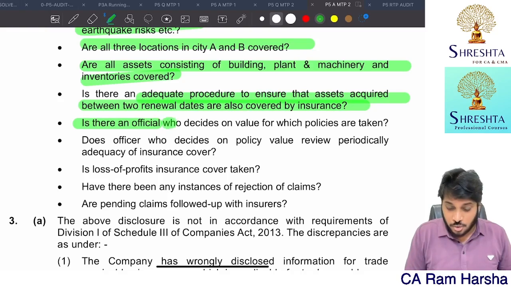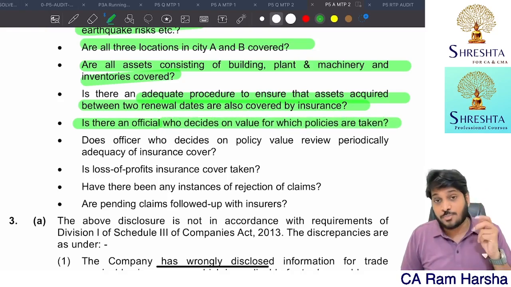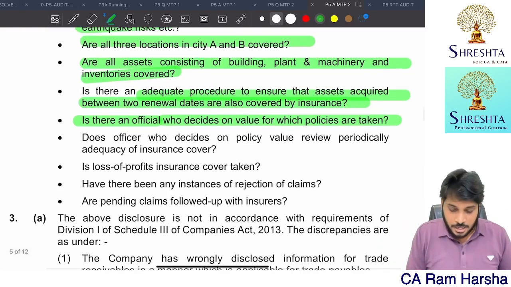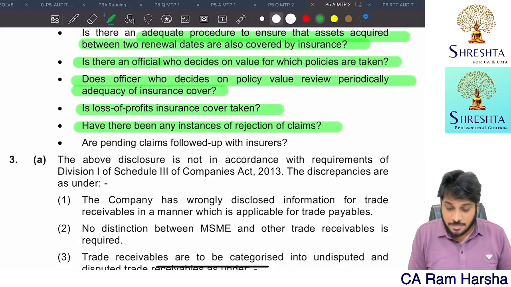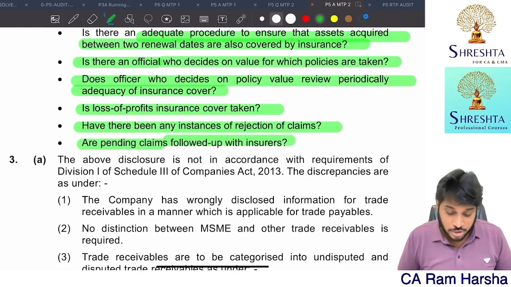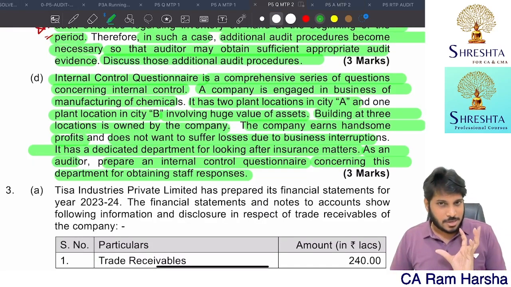Is there any official who decides on the value for which policies are taken, at what value they're taking? Does the officer who decides on the policy value review periodically? Is loss of profit cover taken? Have there been any incidents of rejection of claim? Are there any pending claims where we lodged a claim but not yet received the money? Follow up with the insurer properly? I think this is something, an additional question.